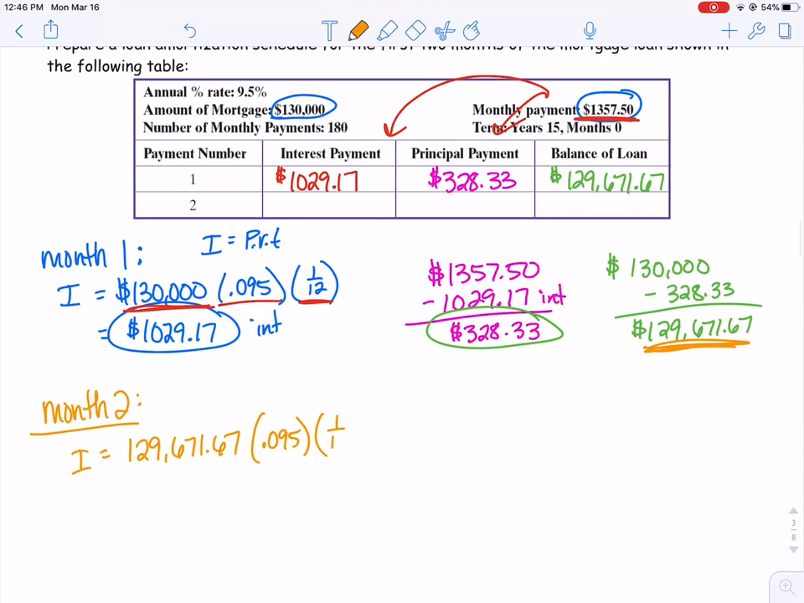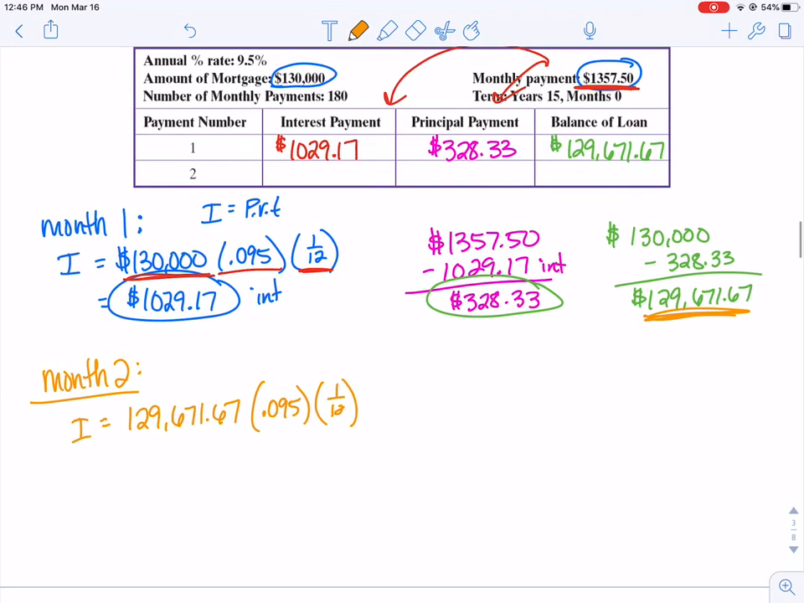And how long am I going to be charged interest on that exact amount? Remember, it's only for 1 month, so 1 out of 12. Because every month it's going to change, right? So let's calculate how much interest I'm going to accrue month 2. I ended up getting $1,026.57 in interest. So when I send in my payment of over $1,300, $1,026.57 now is going toward interest.